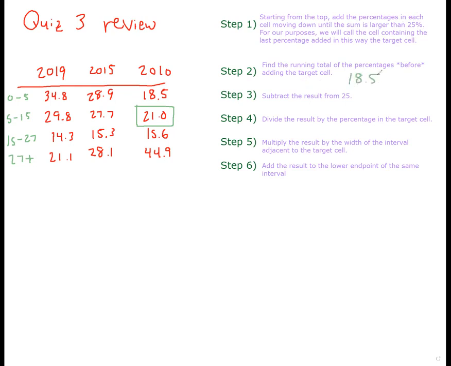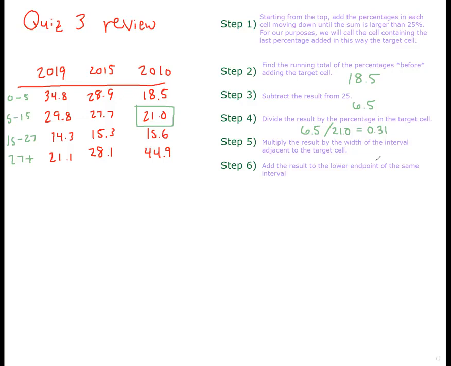Subtract the result from 25. So 25 minus 18.5 gives me 6.5. Divide this result, 6.5, by the amount in the target cell. So divide by 21. This comes out to be... for whatever reason, the web calculator is having an issue. There we go, 0.309, we'll say 0.31.